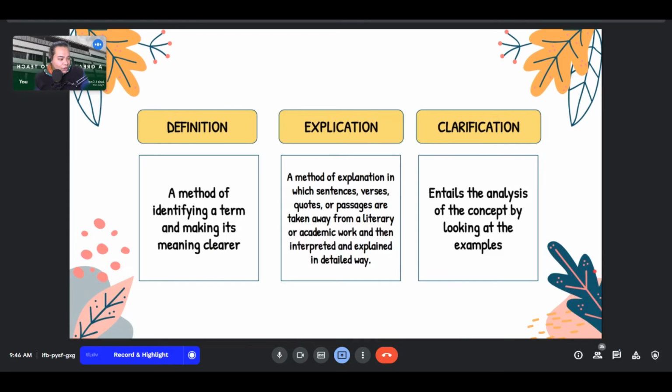Okay? So, from the word definition, nagde-define tayo. Ina-identify natin. So, when we are defining something, of course, we aim to make it clear. Baka mamaya nag-explain kayo or nag-define kayo, mas nalito pa si reader. So, make sure that when we are using definition, we are either using the layman's terms. When we say layman's terms, ito yung simpler terms to be used. Okay?